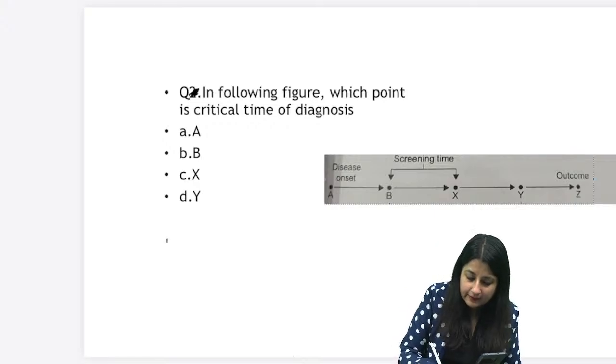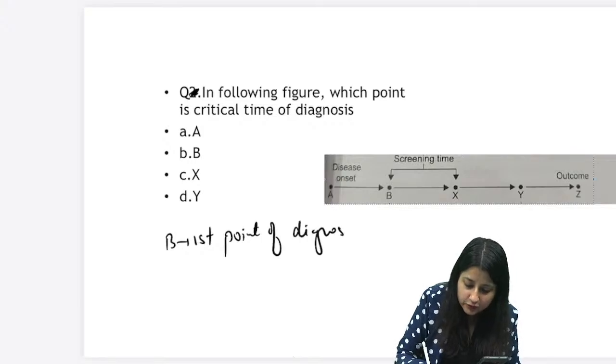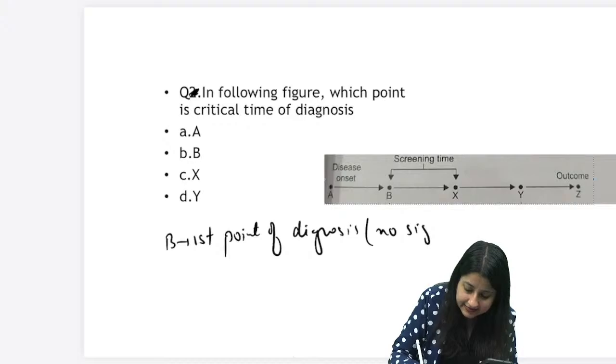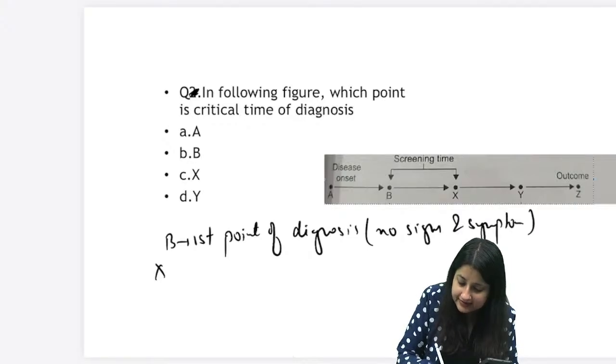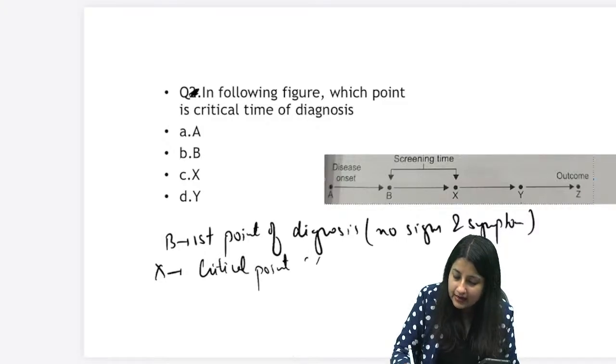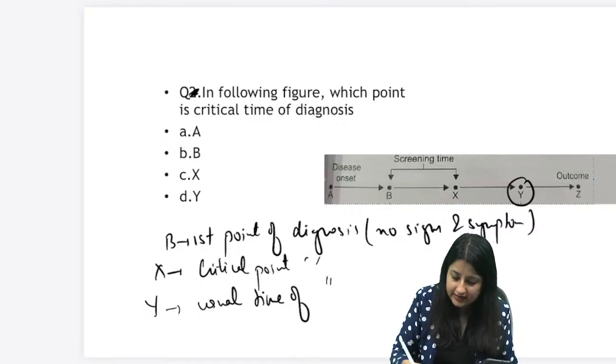So B is the first point of diagnosis. First point of diagnosis means, does a person have signs and symptoms? No signs and symptoms. What is X? X is the critical point of diagnosis. And what is Y? Y is the usual time of diagnosis.